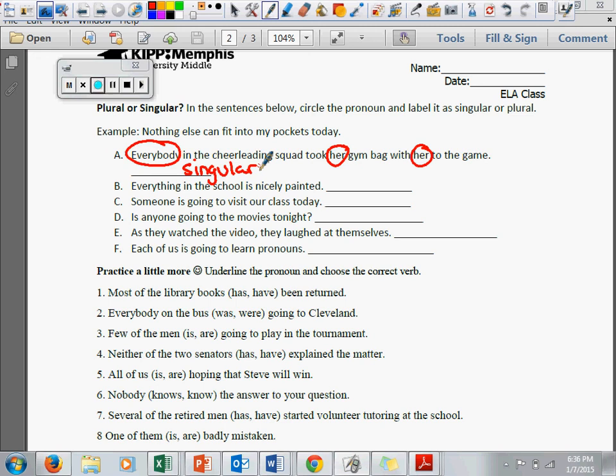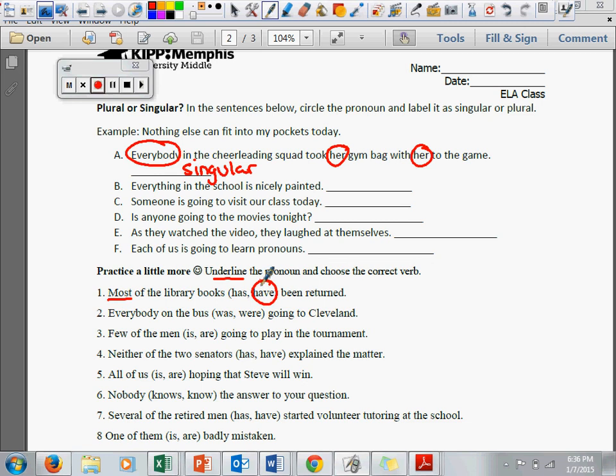I'm going to do the first one with you. Practice a little more. Underline the pronoun and choose the correct verb. So, most of the library books have been returned. This one's a tricky one, but you would say most is the pronoun. Think about like all of the library books. And most is plural because it's referring to more than one book. So most of the library books have been returned.